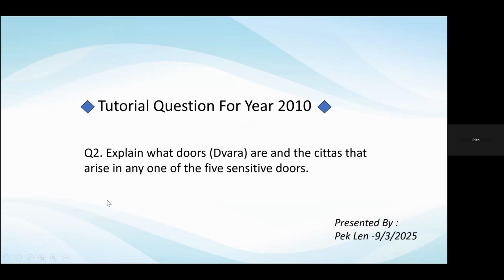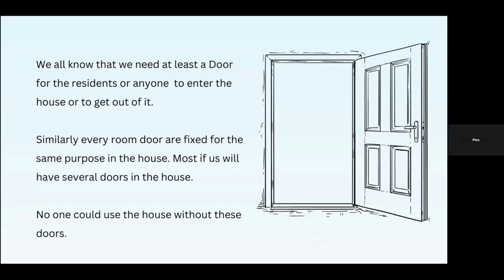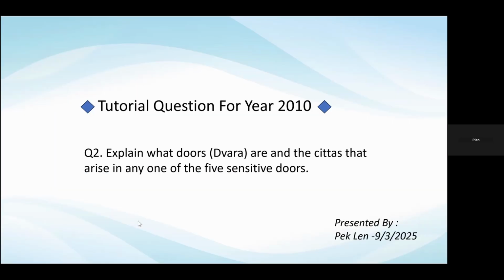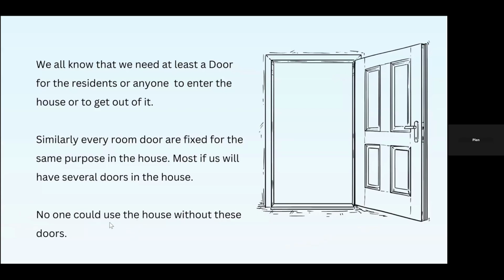My question is tutorial question for 2010, question 2. Explain what doors, dvara, are, and the chitta that arise in any one of the 5 sensitive doors. So now we all know that we need at least a door for a resident or anyone to enter the house or to get out of it. So similarly, every room door is fixed for the same purpose in the house. Now, most of us will have several doors in our house. So no one could use the house without the door.